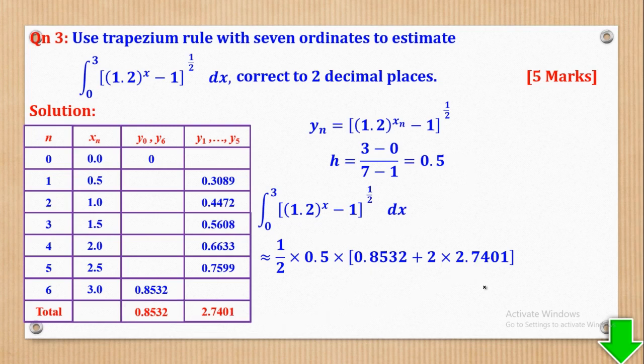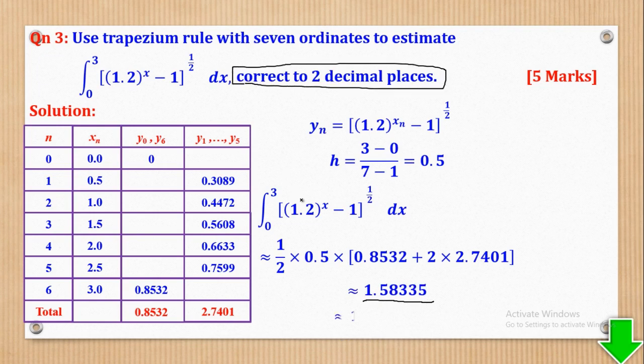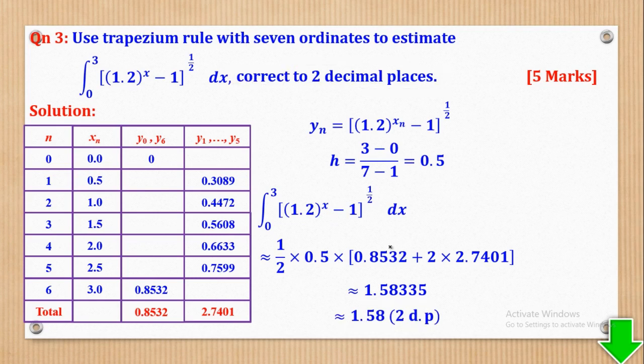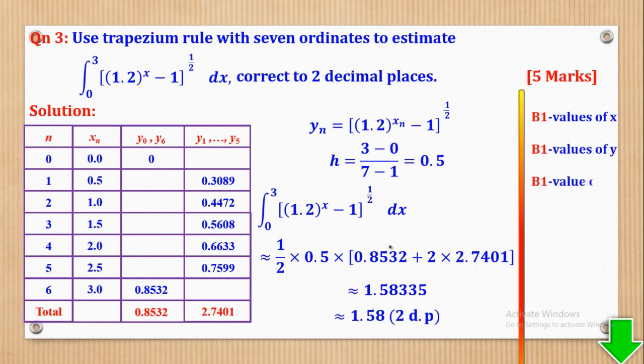Next is to use the calculator and simplify. After that I'll get 1.58335, but I remember that they want accuracy of 2 decimal places, so I'll say that the final answer will be 1.58 to 2 decimal places. So basically that's what they wanted. Now let's see how much can be awarded.